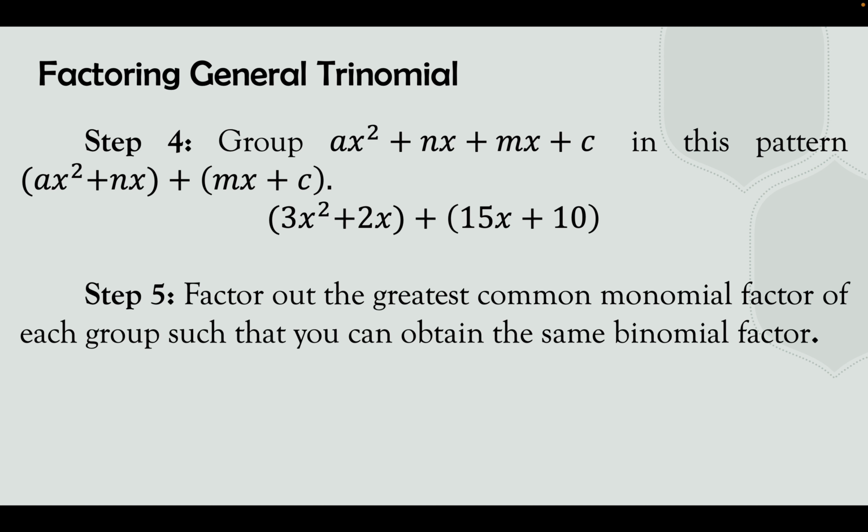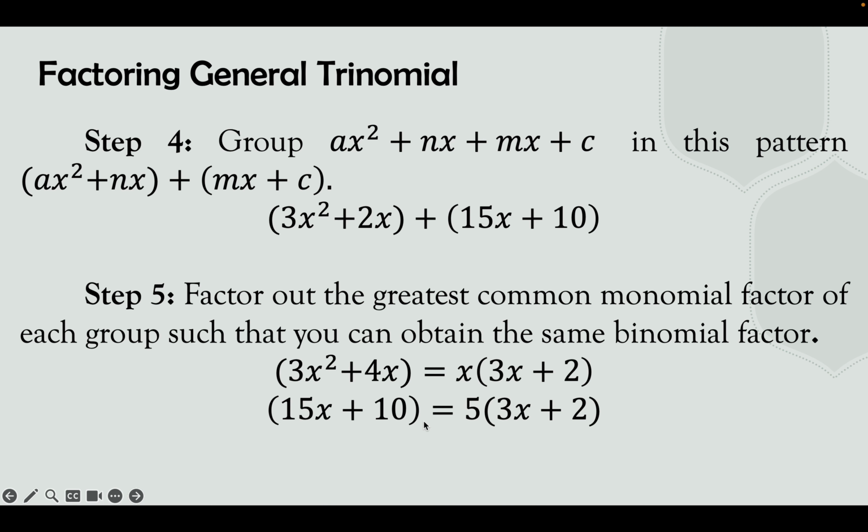Step number 5, we need to factor out by finding the GCMF or the greatest common monomial factor of each group so that you can obtain the same binomial factor. For 3x squared plus 2x, the GCMF is x and the other factor is 3x plus 2. For 15x plus 10, we have the GCMF 5 and the other factor is 3x plus 2.